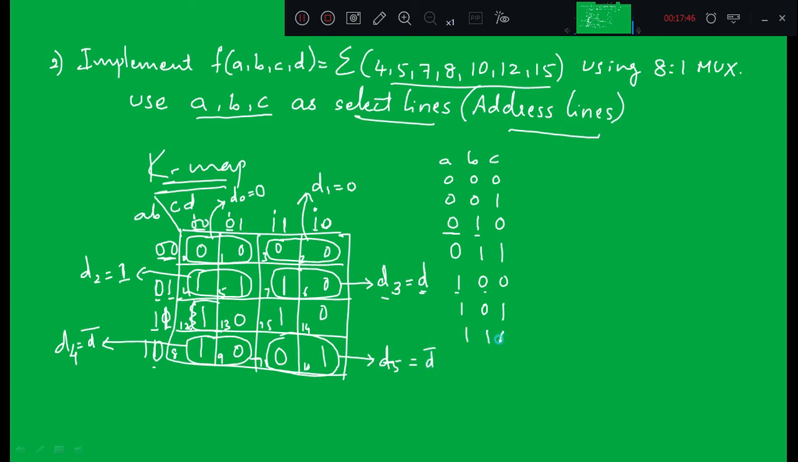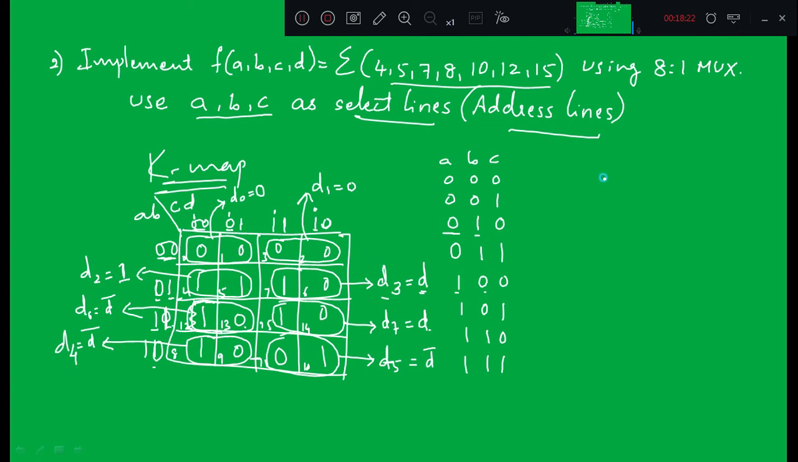Next, 1 1 0, A equal to B equal to 1 and C equal to 0, so these two cells, right? So again they are different, so they need to be compared with D. So D is 0, D is 1, F output is 1, output is 0, so output is the complement of D. So D6 is D bar. And the last combination 1 1 1, right? So these two cells need to be grouped and compared with D. So D7 is D, right?